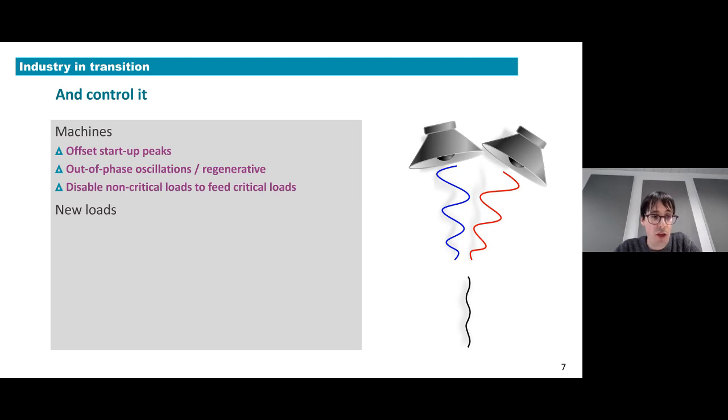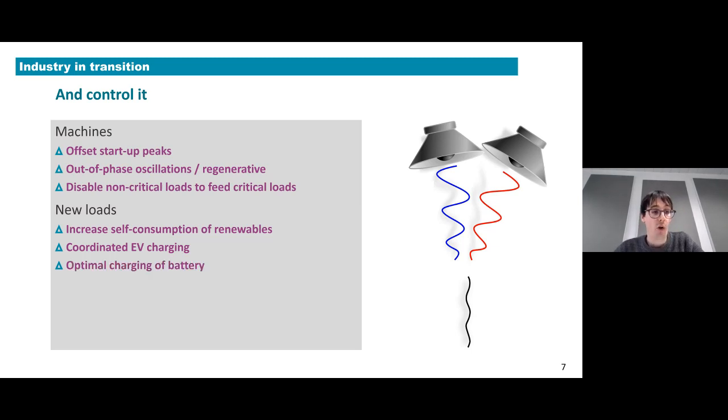Now, for machines, that's one thing, but for these new loads, it's even more apparent. For the new loads, you can increase self-consumption of renewables by tuning your loads to the power that's being generated, or the energy that's being generated, and that, of course, can save you a lot of money. You could also do coordination of the charging elements, so coordination of the EV charging or optimal charging of the battery that is installed in your grid. So there are many more elements to be gained for these new loads when you implement control.